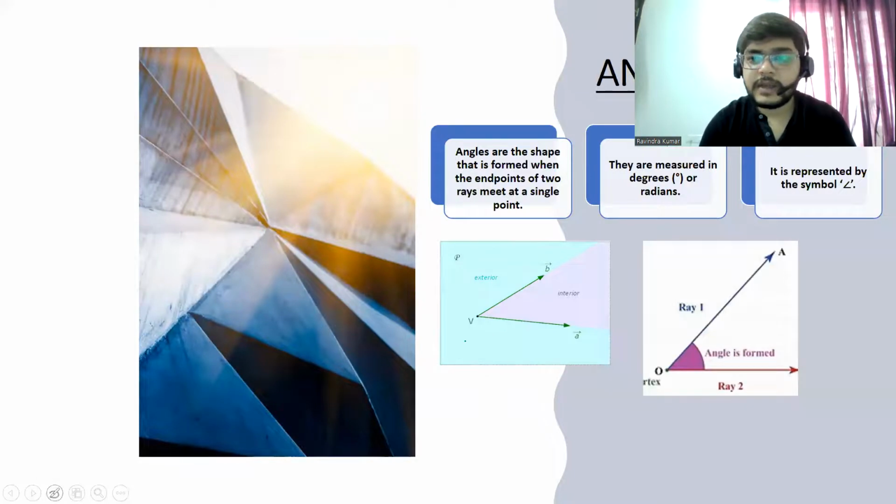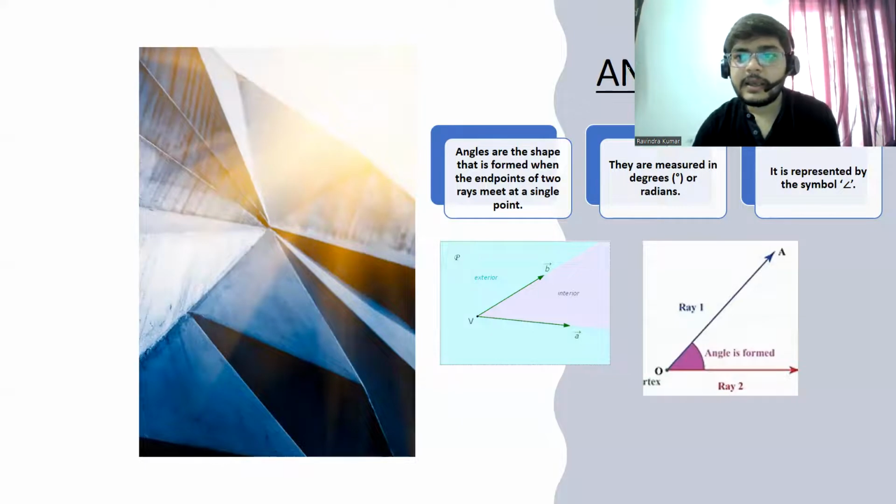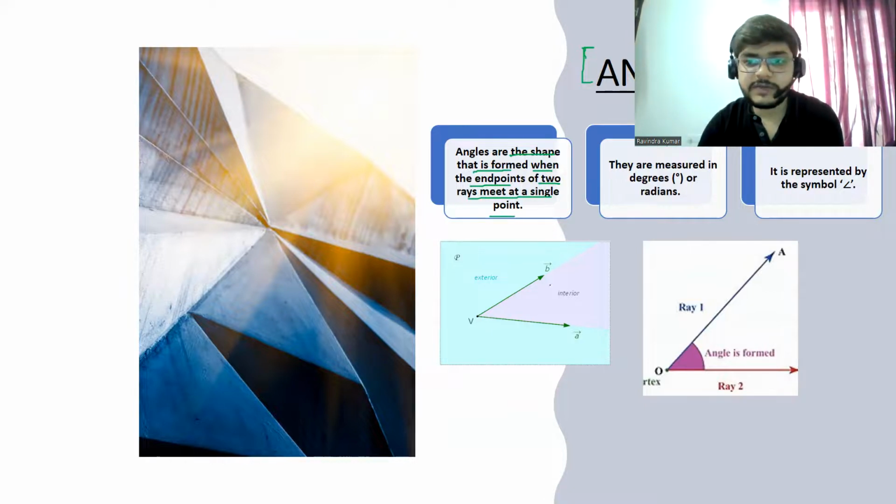And there is an angle, a new thing you have to know about: what is meant by angle. Basically, let's come to the definition. Angles are the shape that is formed when the endpoints of two rays meet at a single point. Let's come to this figure to understand it better. Let's say this is ray A and this is ray V, right? So the endpoint of these two rays is V. It is meeting here. So this point is also called the vertex.